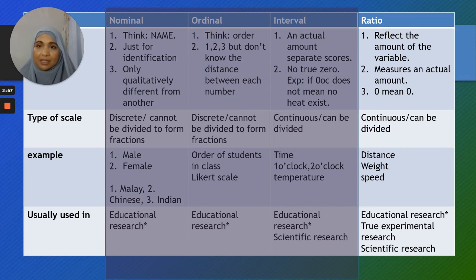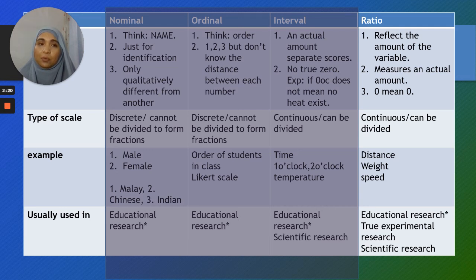But as educational researchers, we deal a lot with the ordinal scale, because we use a lot of the Likert scale, and we also deal with a lot of testing our sample, which will be the ratio scale. If we are interested in testing IQ, EQ, that will refer to the interval scale. The nominal scale is usually just for identification purposes, to identify who your sample is for your study.